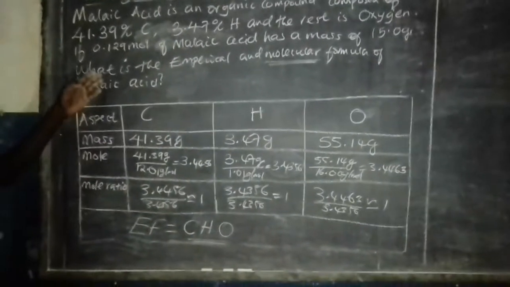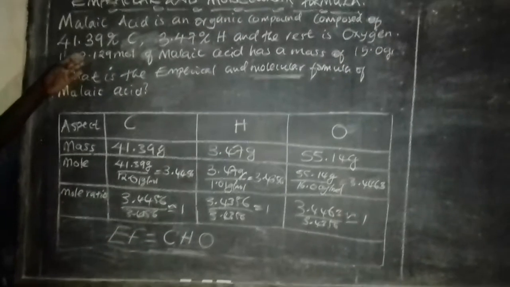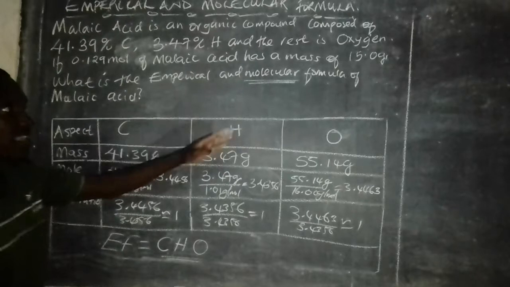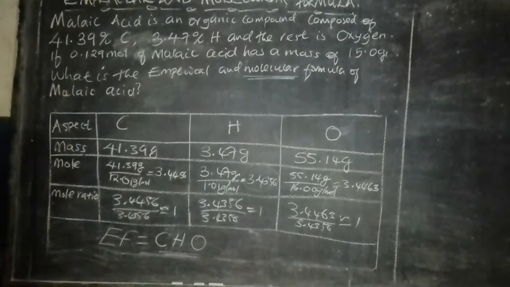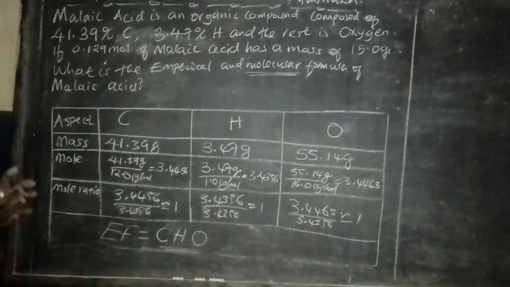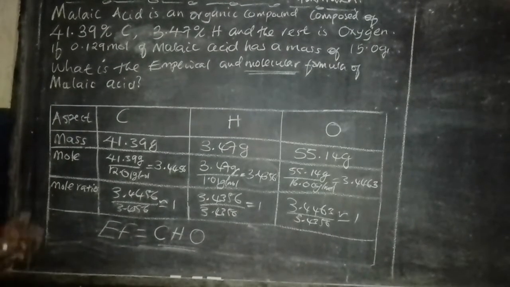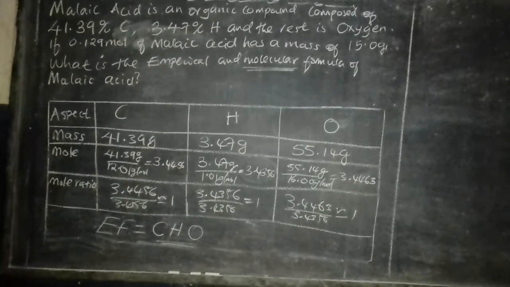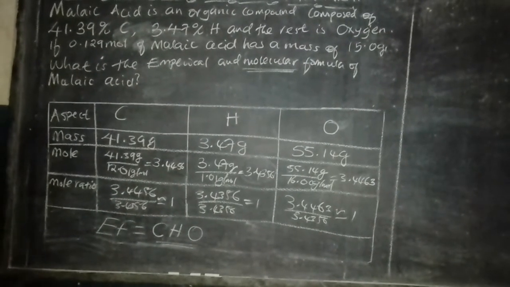Now, we have been given here that 0.129 mole of maleic acid has a mass of 15.0 grams. So this is not all, just 0.129 mole of it is that one. But what of 1 mole? How much is it? Because that's what we're interested in.